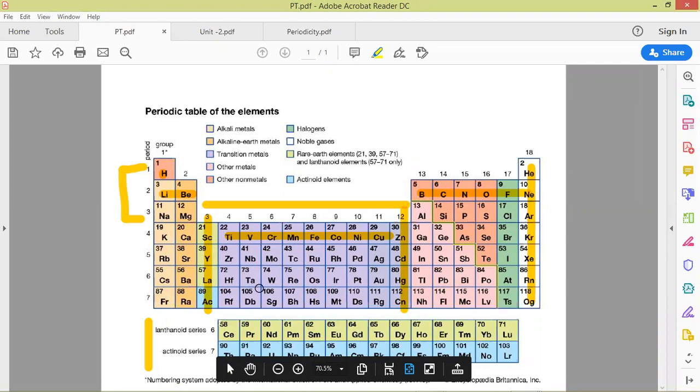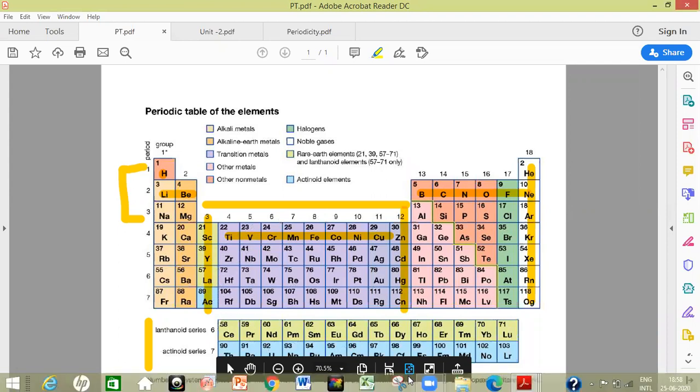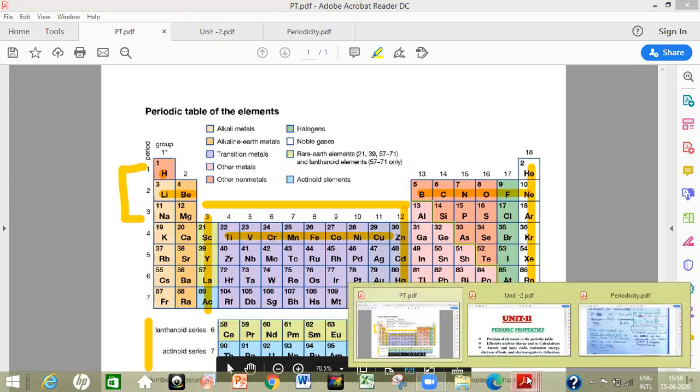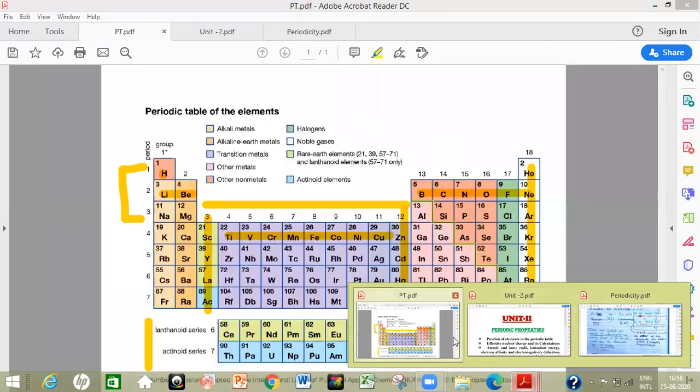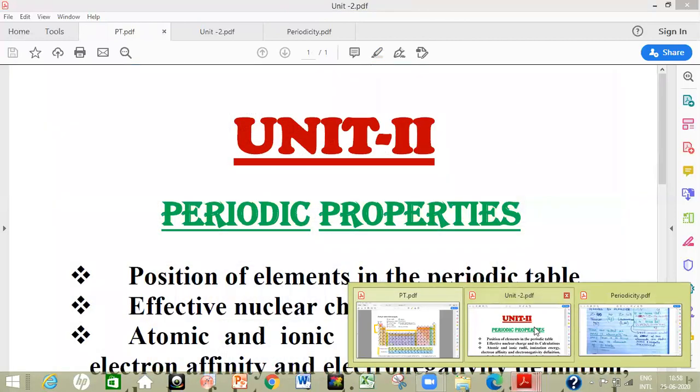So these are called inner transition elements, as D block elements are called transition elements, and these F block elements are present as a transition in between the transition elements. So these are called inner transition elements. So this is all about how the modern periodic table has been divided into groups, periods and blocks.